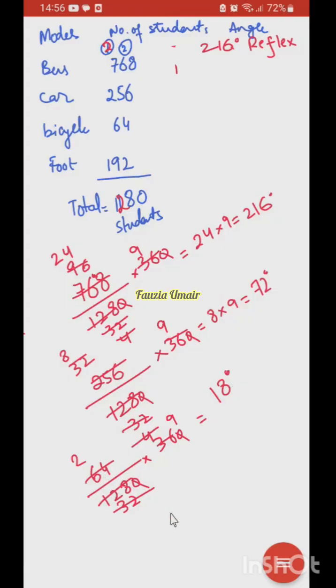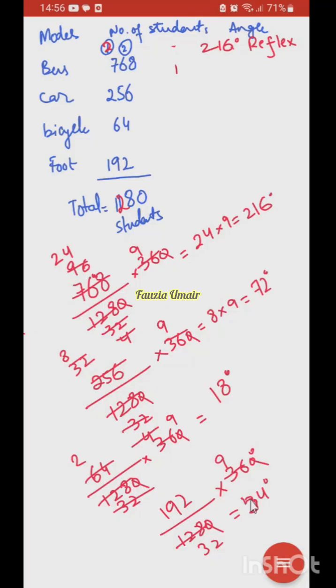Okay, lastly, it is 192. 192 divided by 1280 multiplied with 360. So cancel one 0, then the same 32 comes here and 9 comes here. Okay, same steps we are following. Sorry. So this is 54 degrees. Okay, it is 54.